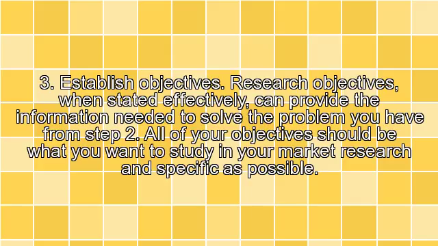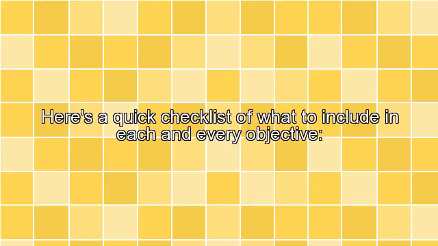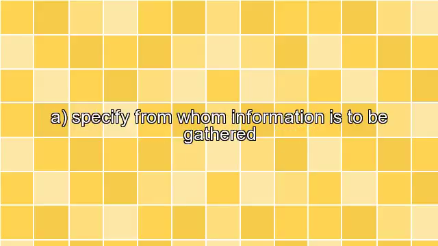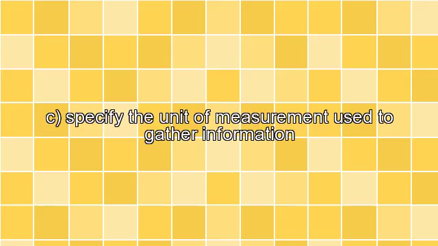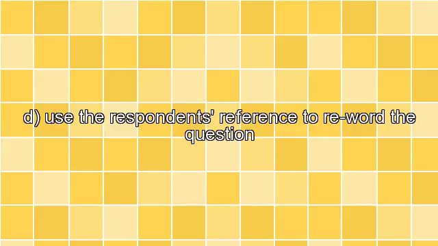3. Establish objectives. Research objectives, when stated effectively, can provide the information needed to solve the problem you have from step 2. All of your objectives should be what you want to study in your market research, and specific as possible. Here's a quick checklist of what to include in each and every objective. A. Specify from whom information is to be gathered. B. Specify what information is needed. C. Specify the unit of measurement used to gather information. D. Use the respondent's reference to reword the question.